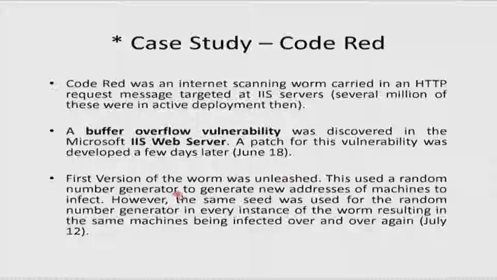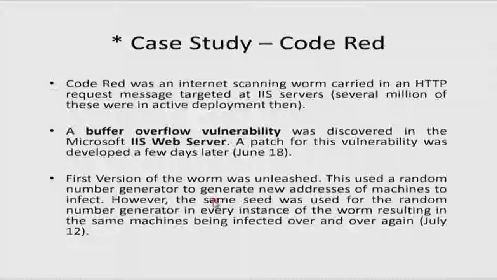This used a random number generator to generate new addresses of machines to infect. So that question that was posed in one of the earlier slides, how does it figure out who its targets are, which IP addresses to target? Now this worm sitting on one infected machine doesn't know who are its targets. So to generate these IP addresses, it generates them at random, using a random number generator. However, the code writer made a mistake. The same seed was used for the random number generator in every instance of the worm, resulting in the same machines being infected over and over again.